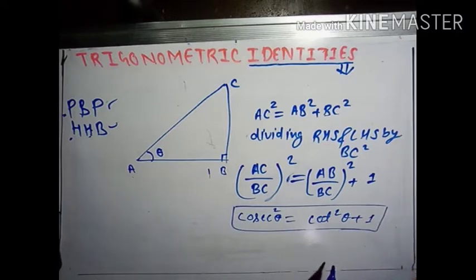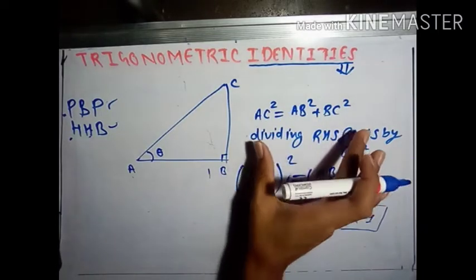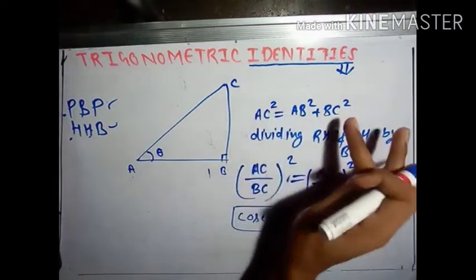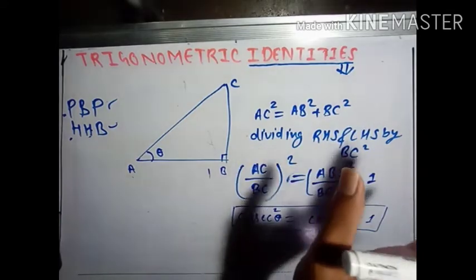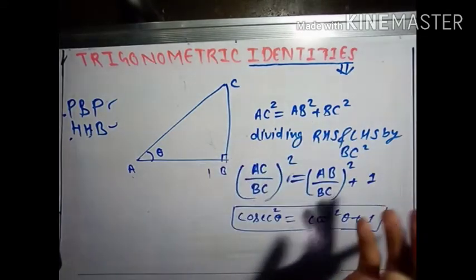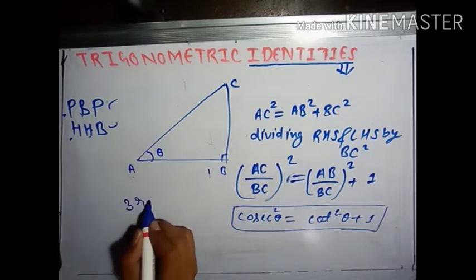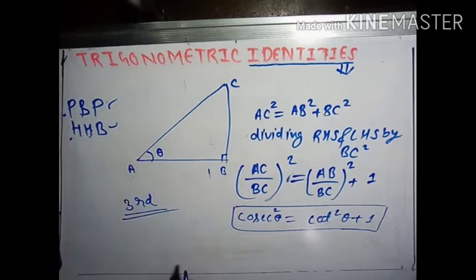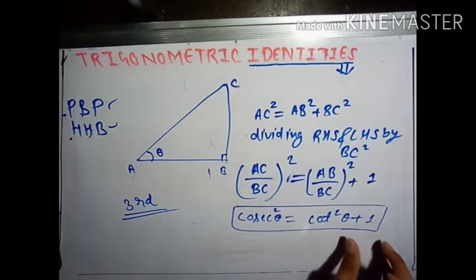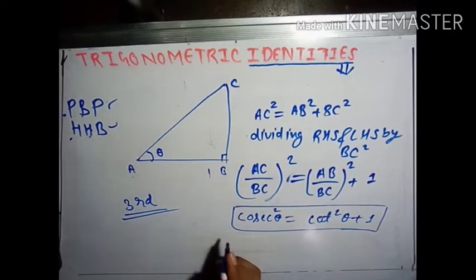Now you have obtained the third identity also, because you have only three choices for making this equation in the form of a ratio. So you have now applied all the three. So this one is the third identity. Okay, cosec square theta is equal to cot square theta plus 1.